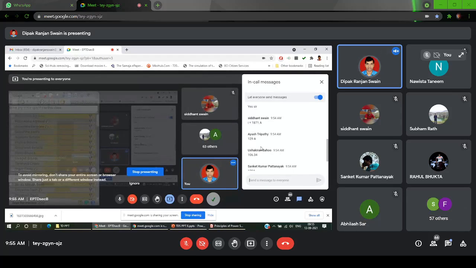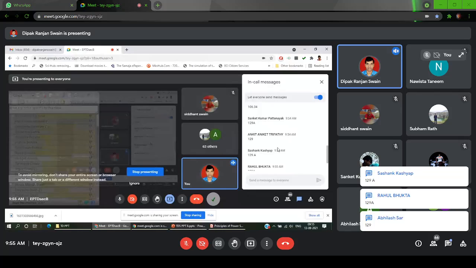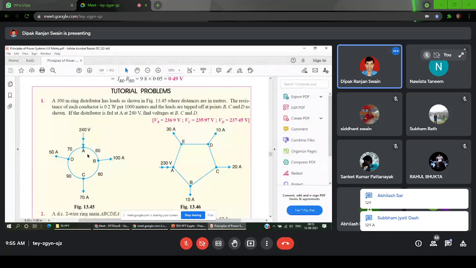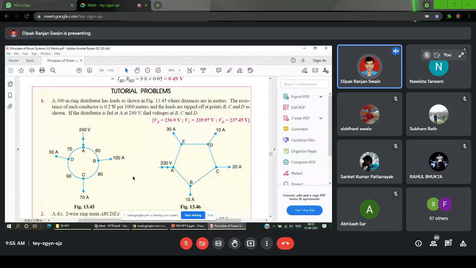Most probably that may be the right answer. Once you have that current, then how to find out the voltages? One more thing. Now, assuming that 129 is the correct answer, because I am not solving here. So 129, with that current, you find out the current in each section.